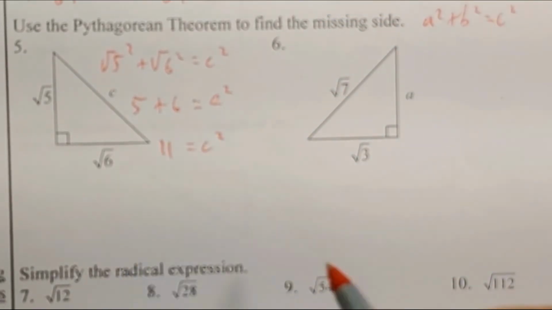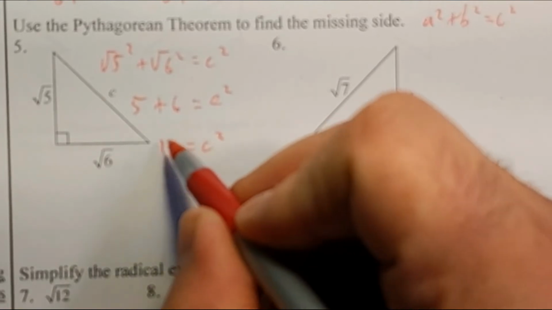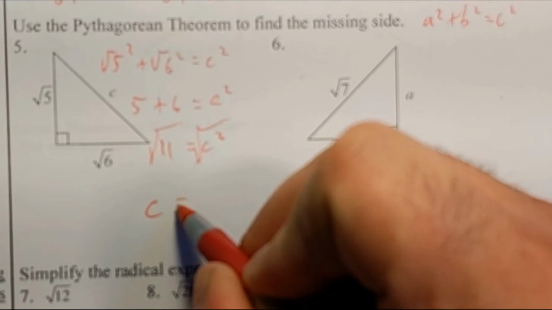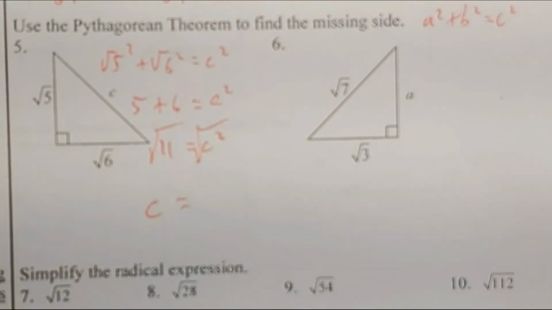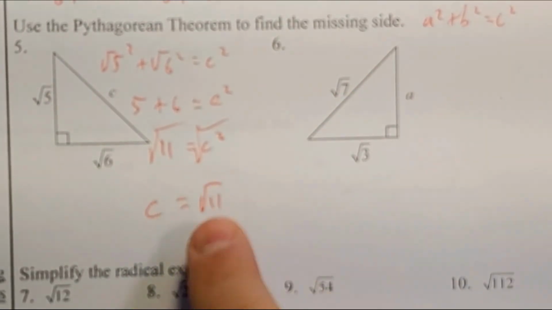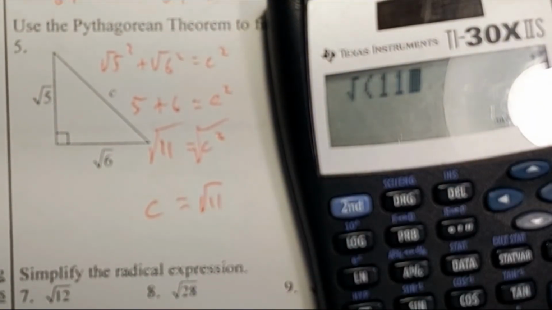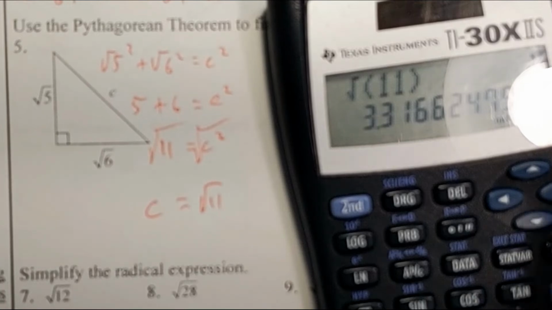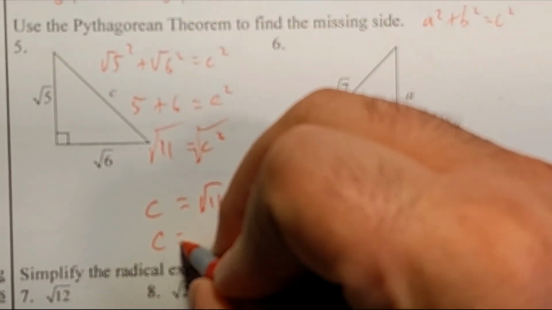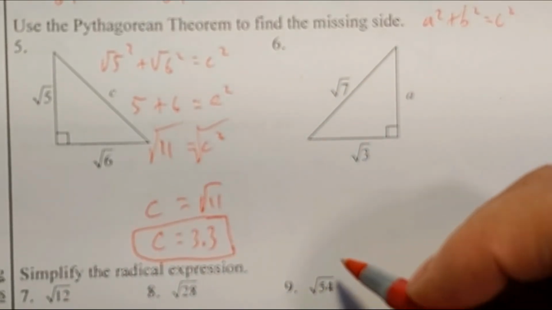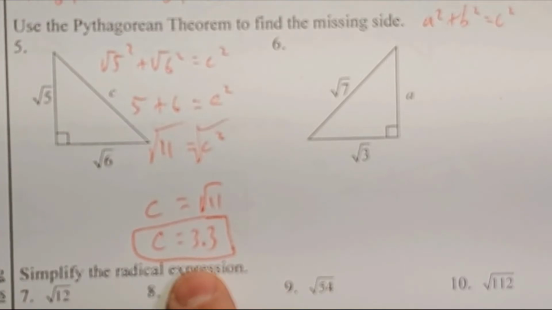And then from here, if I want to get c by itself, I'm going to square root both sides, so that'll get rid of that square, and I have c on one side. I'm going to put it on the left. And on the other side, if I want to know the exact answer, I have to leave it like this. But if I want to know the decimal answer, I'm going to use my calculator, square root 11, and I get 3.3. So if I'm rounding to the nearest tenth, I'm going to use 3.3. If I'm going to use the measurement for anything in the real world, I would probably get the decimal.